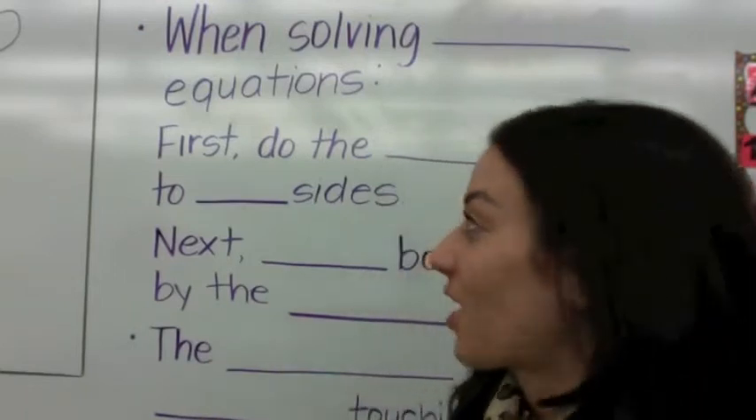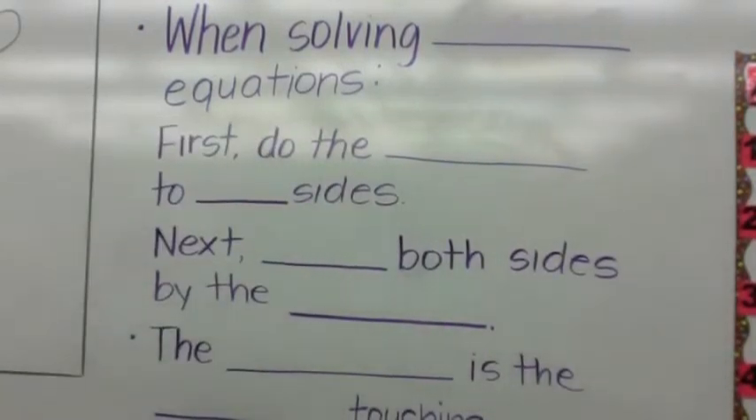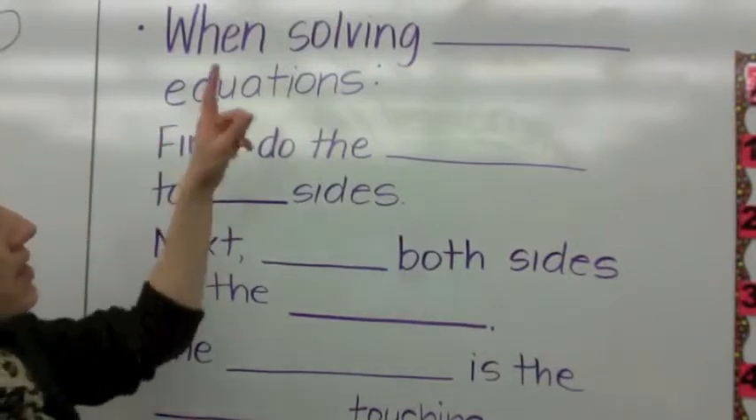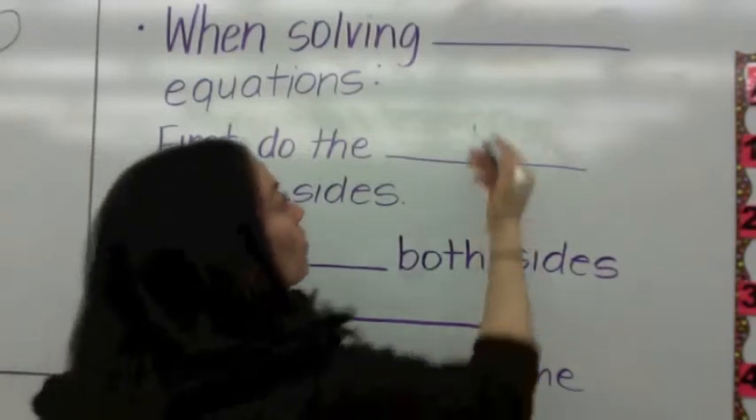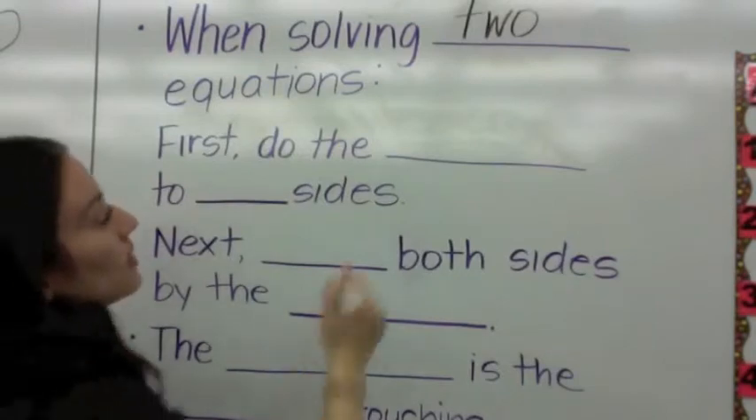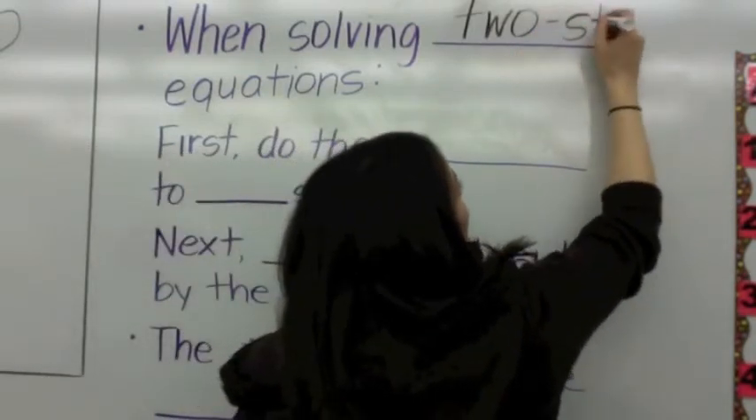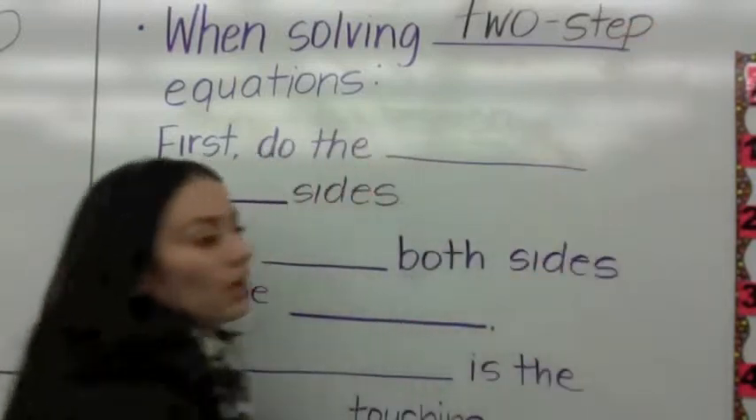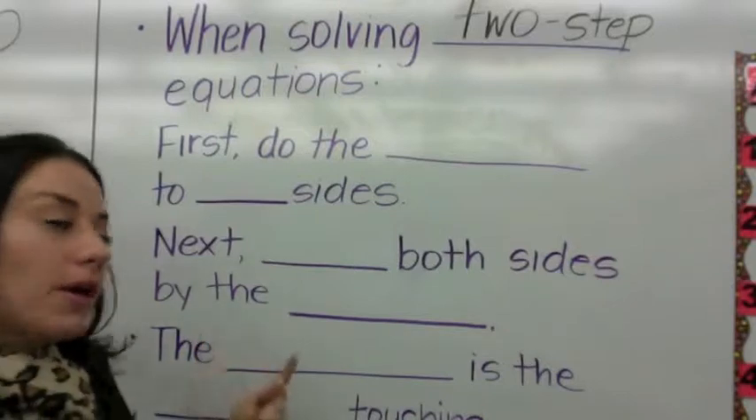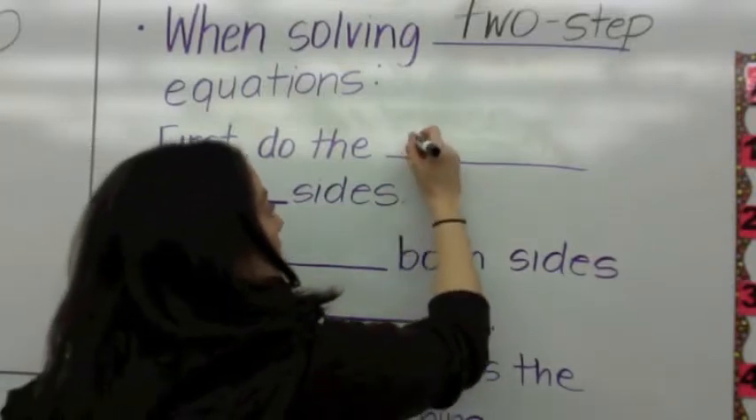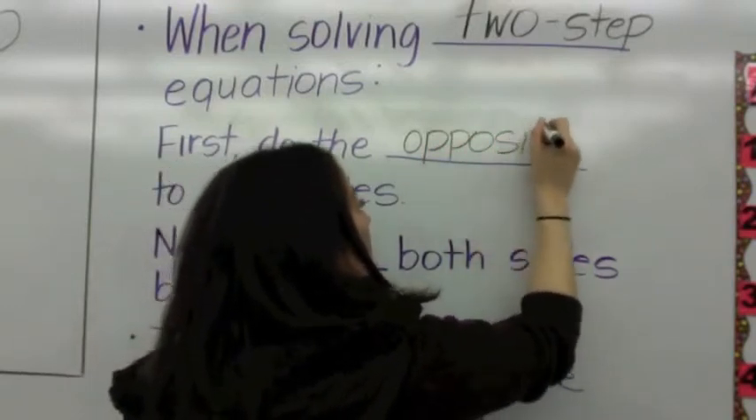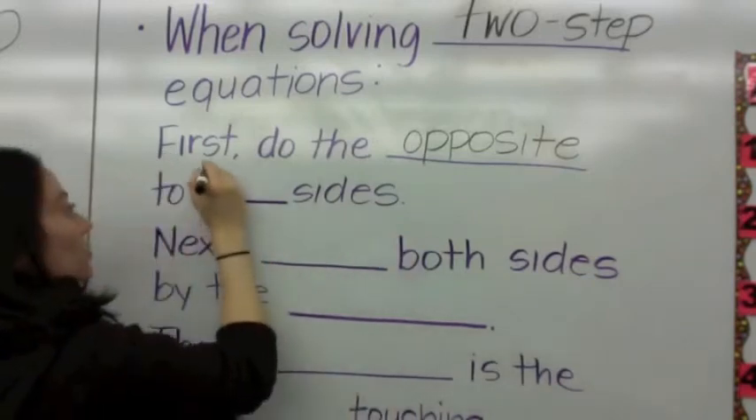There's two. That's right. So we're going to go ahead and fill in the blanks on these notes. And it says, when solving, how many steps? Two. You're going to write two-step equations. First, you're going to do the opposite to both sides.